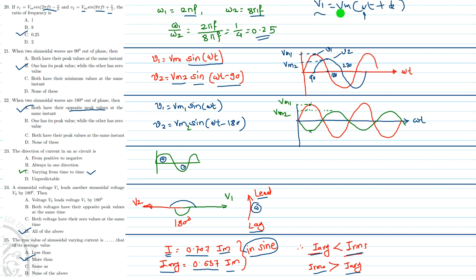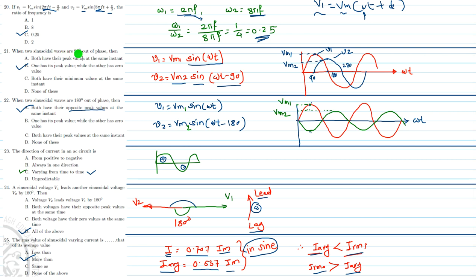So we know that the standard equation is Vm sin omega t. So in this equation, this is the value of omega and this is the value of omega. Let the value of omega in this be 2 pi f, and in the other 8 pi f. So if you take the ratio omega 1 divided by omega 2, that is 2 pi f divided by 8 pi f, so it will give you 1 by 4, that is 0.25. So the correct answer is 0.25.